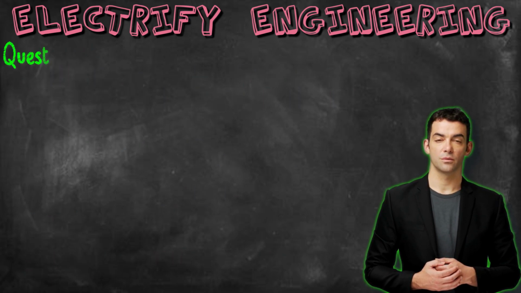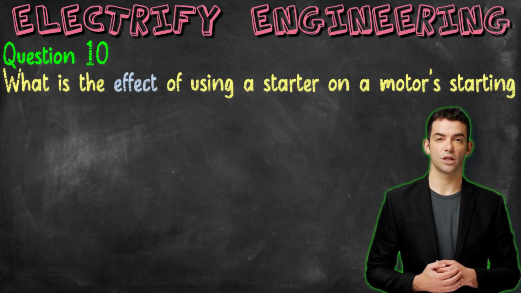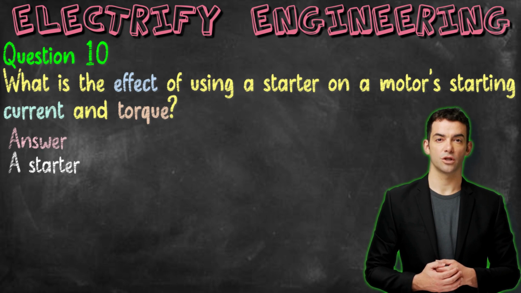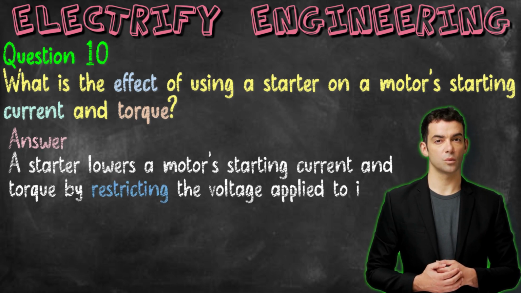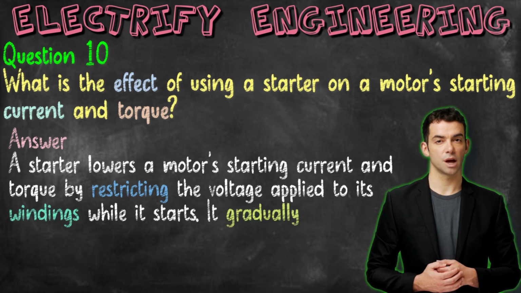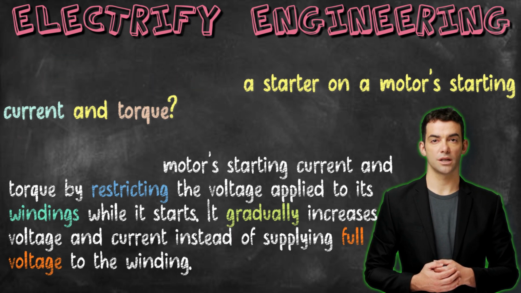Question 10. What is the effect of using a starter on a motor's starting current and torque? A starter lowers a motor's starting current and torque by restricting the voltage applied to its windings while it starts. It gradually increases voltage and current instead of supplying full voltage to the winding.